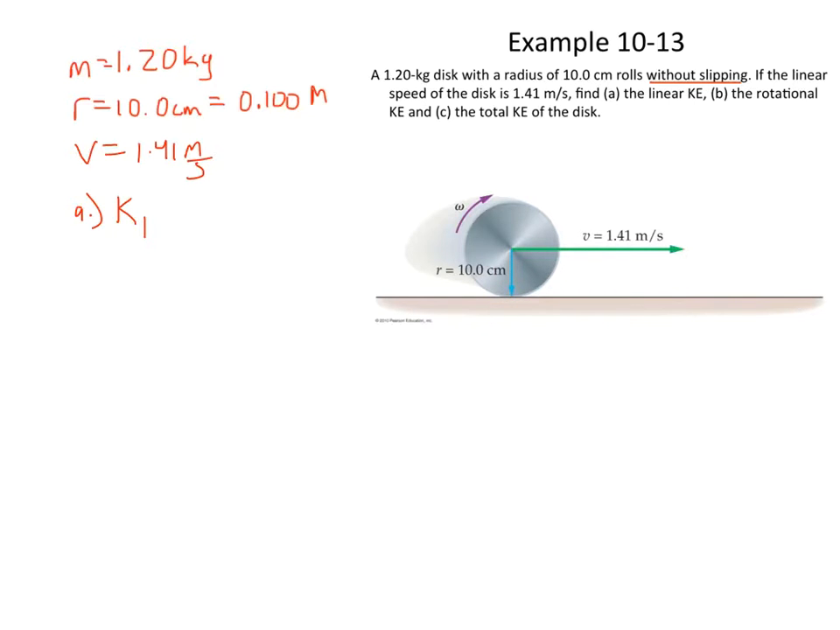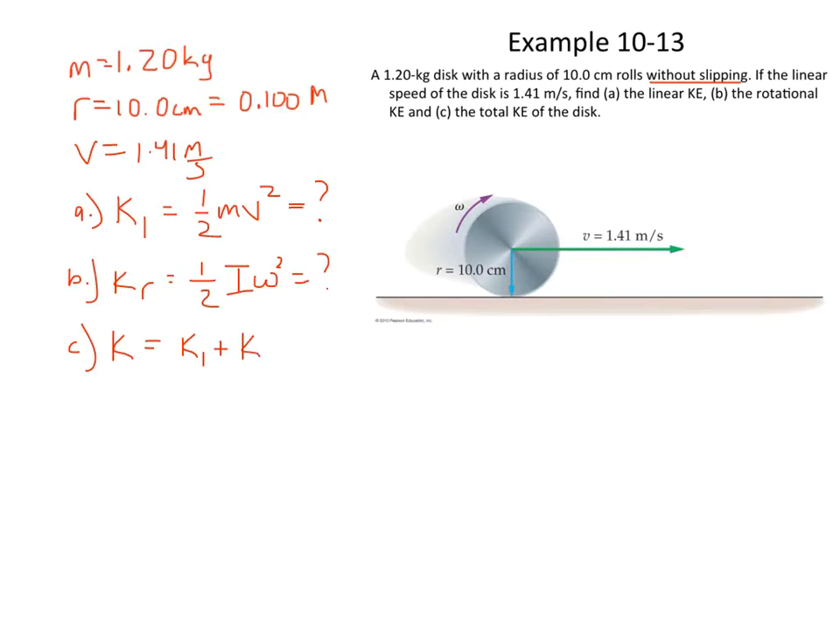But it's KL, linear kinetic energy. That's 1/2 mv squared, and that's what we want to find out. And also the rotational kinetic energy, so B, K sub R, that's 1/2 I omega squared. And we want to find C, simply the kinetic energy of the disk. That's really going to be KL plus KR.